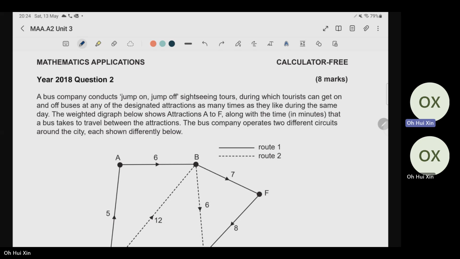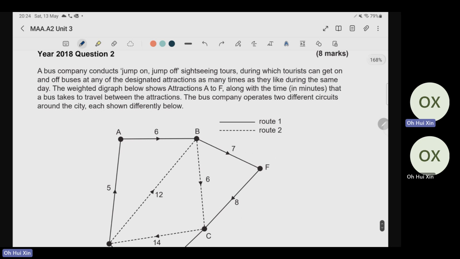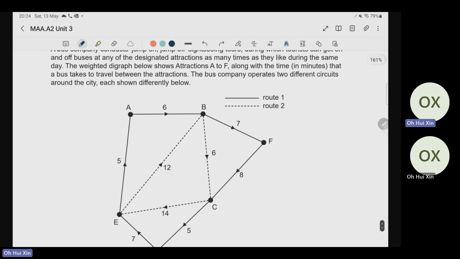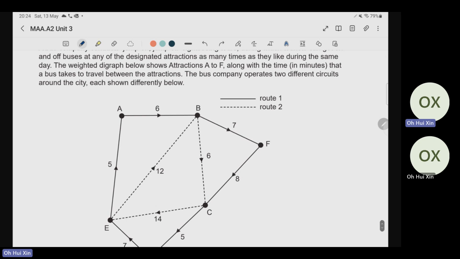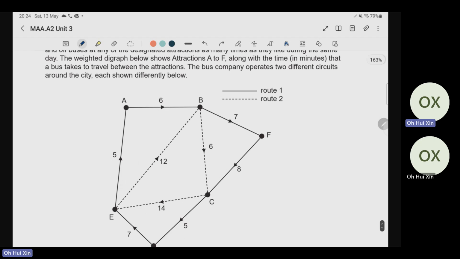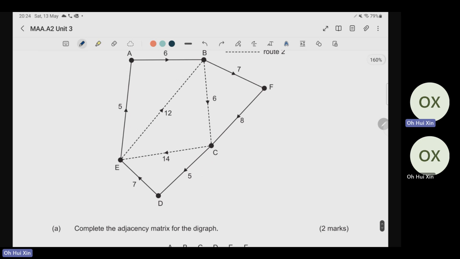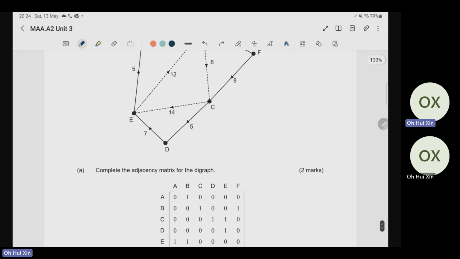All right, year 2018, question 2. This is a bus company that conducts a sightseeing tour where tourists can get on and off the buses at any attraction as many times as they like. You are given this weighted directed graph, where on each of the edges you can find the time that a bus takes to travel between the different attractions. There are two different circuits given as well, represented by road 1 and road 2. Complete the adjacency matrix for the diagram.